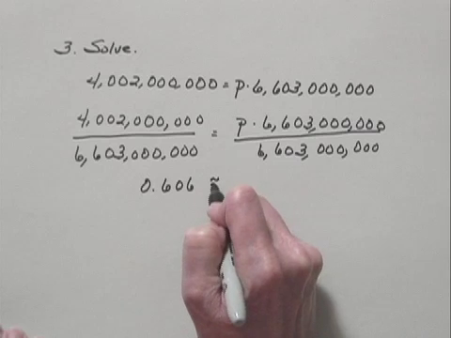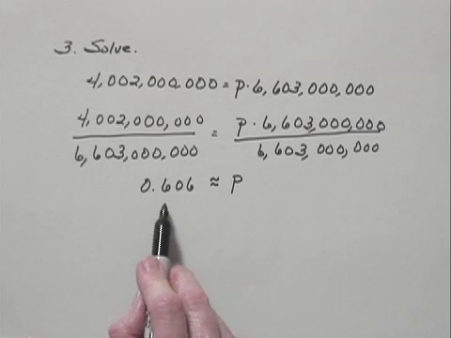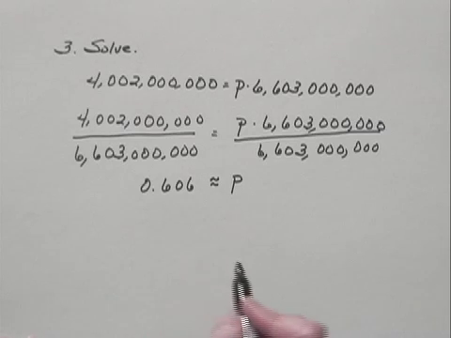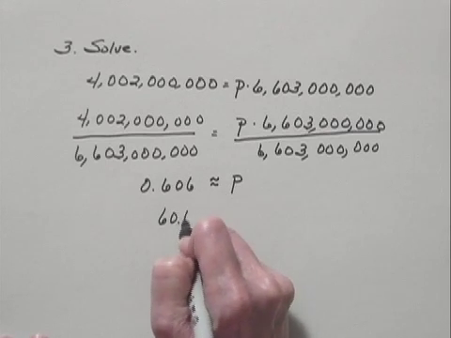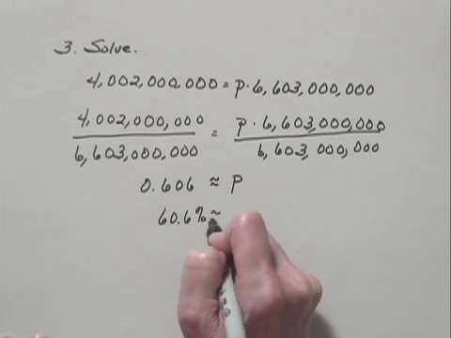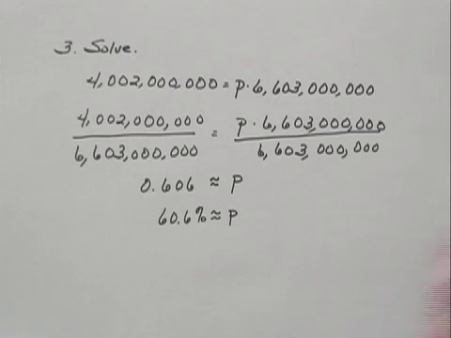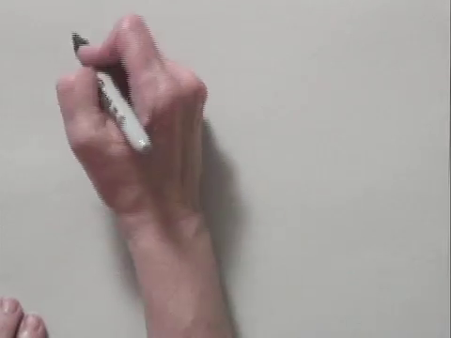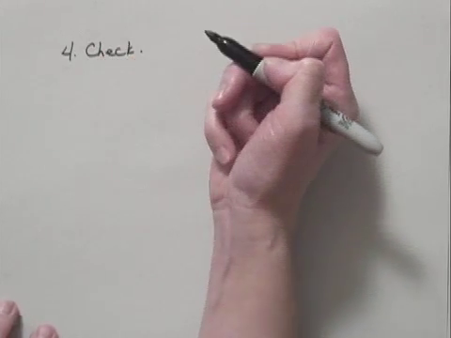0.606, and this is approximately equal to P. Remember, we're trying to find a percent, so we'll convert 0.606 to percent notation, and we get 60.6% is approximately equal to P. Now, there are several ways we could check this. That's the next step in our process, to check the possible solution in the original problem.